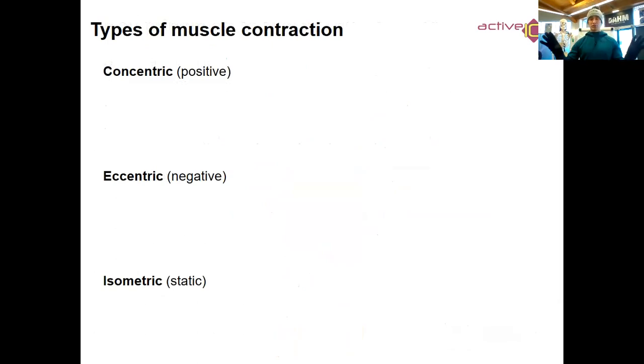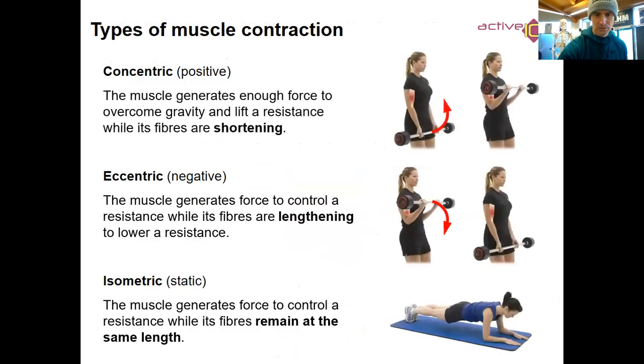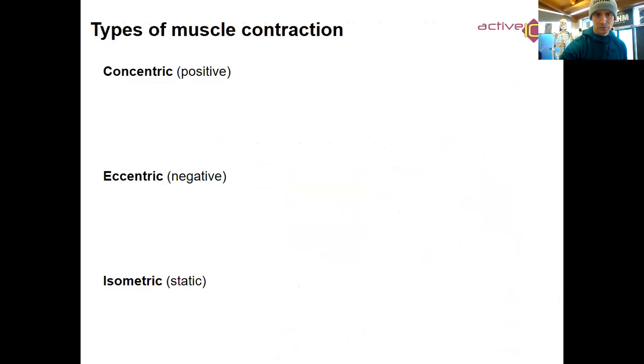So, types of contraction that you need to know. There are 4. I think I only talk about 3 in here. There are only 3 in the PowerPoint, but I'll add in another one. You can see the top 2, concentric and eccentric, so we have positive and negative. The concentric and eccentric are under the umbrella of isotonic. The word isotonic makes a suggestion that the contraction involves some form of movement.